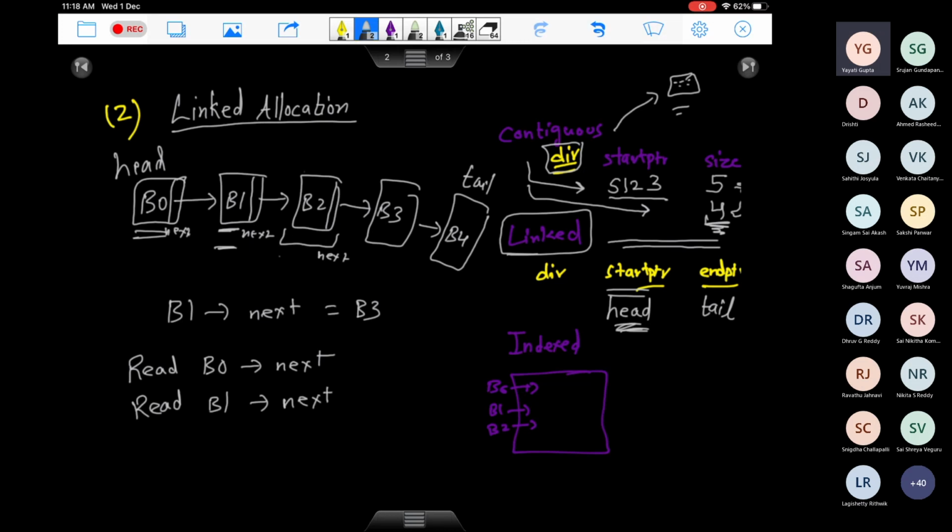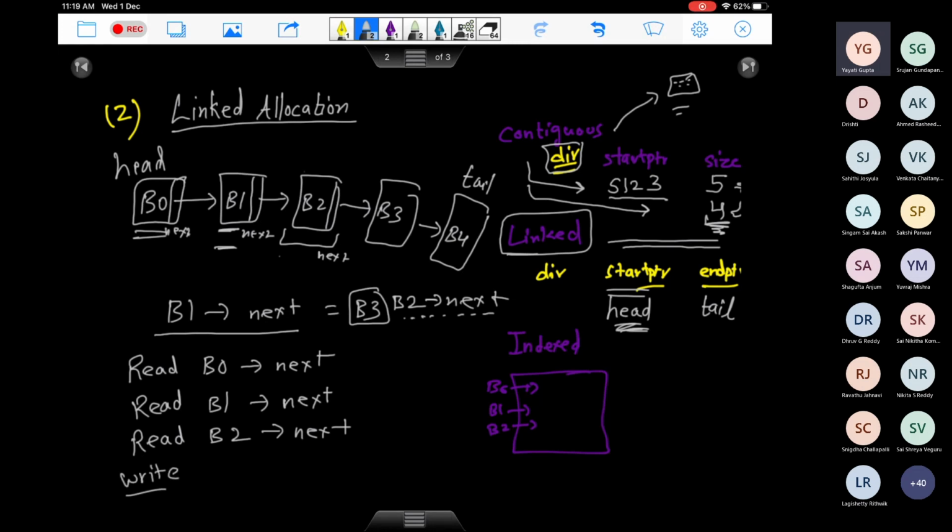Now this B2 needs to be deleted, and what we need to do is set B1's next equal to B3, or I can write this B3 as B2's next. Right, this is the change which we need to do. So I should also know where is B2's next. So you'll have to read the next of B2. After you are done with this, I need to write, and this write operation should set the next of B1 to be the next of B2. So how many input output operations? 3 reads and 1 write, right, a total of 4.